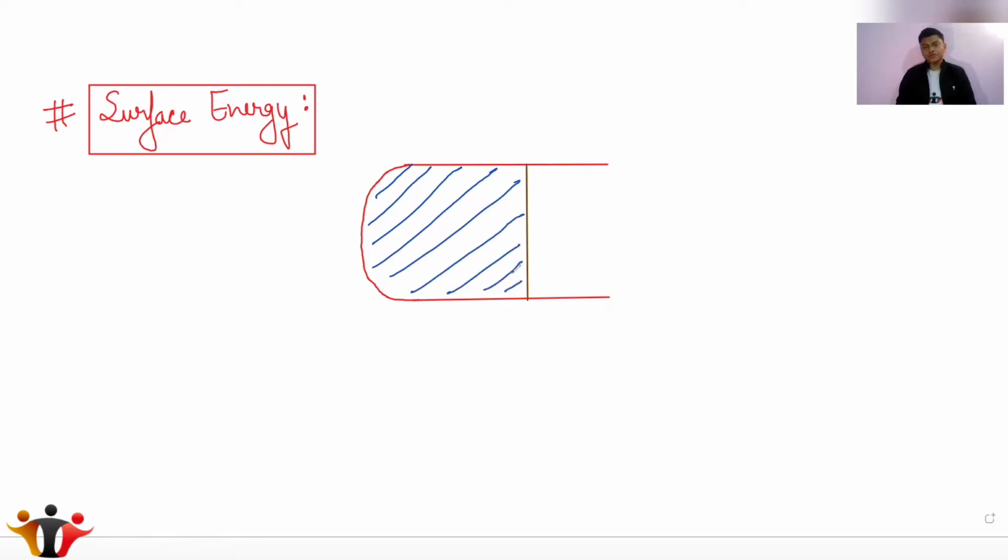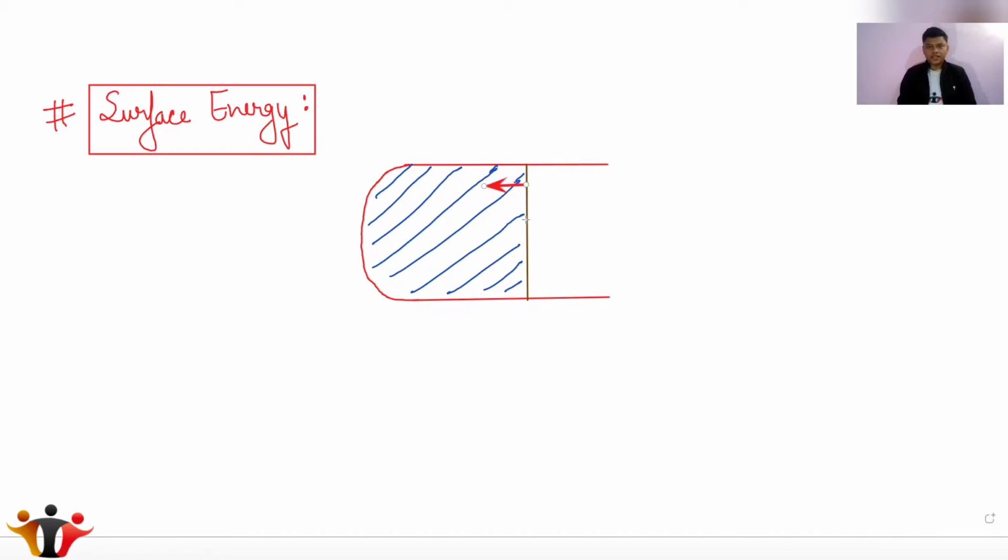Okay, there was a thin film. Now what will happen? You know very well that the free surface of the liquid possesses surface tension. So only one side liquid is there. So what will happen? There will be some force which will be developed on this side. So there will be forces which will be developed on this side.